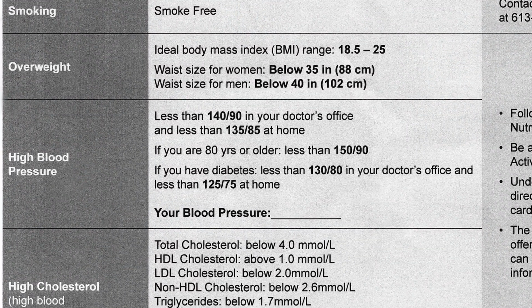For people without diabetes, the target is below 140/90 in the doctor's office or 135/85 at home. For people with diabetes, your blood pressure should be below 130/80 in the doctor's office or 125/75 at home. If you're not sure which blood pressure target applies to you, ask your doctor or healthcare team.